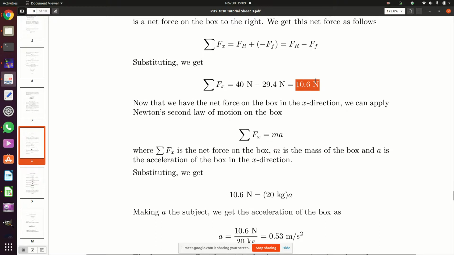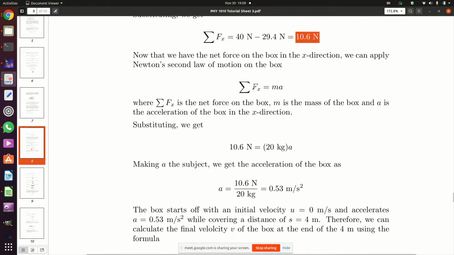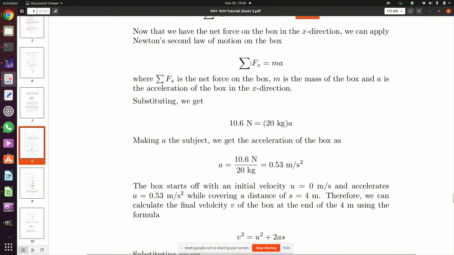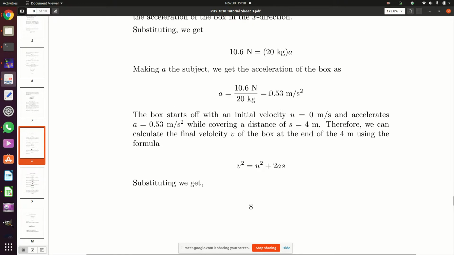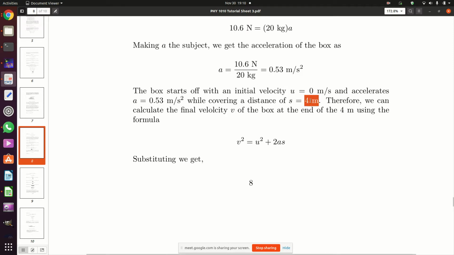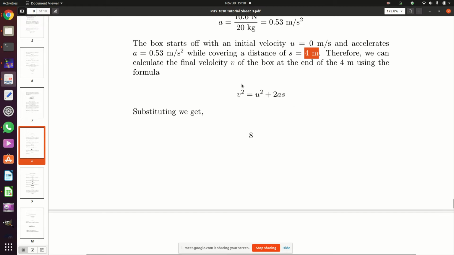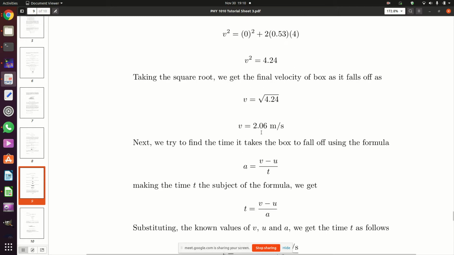From this net force acting on the box, we applied Newton's second law of motion. The net force of 10.6 is the mass of the box times acceleration. We found an acceleration of 0.53 meters per second squared. With this acceleration, and since the box was starting from rest, and covered a distance of 4 meters, we used this information to predict what the velocity of the box is going to be as it falls off. That's how we ended up with a velocity of 2.06 meters per second.